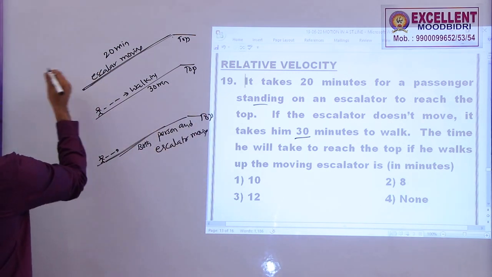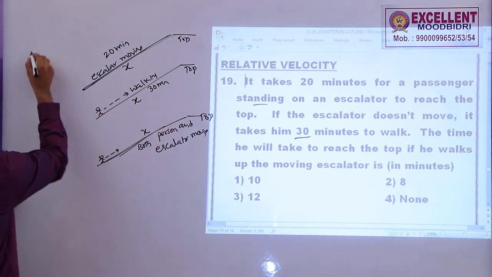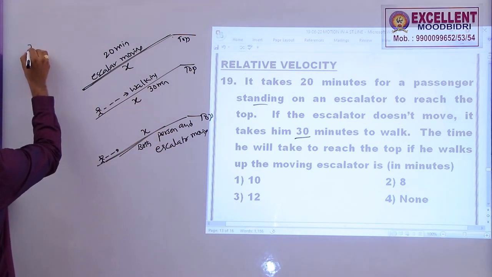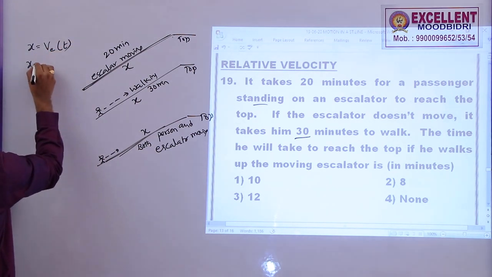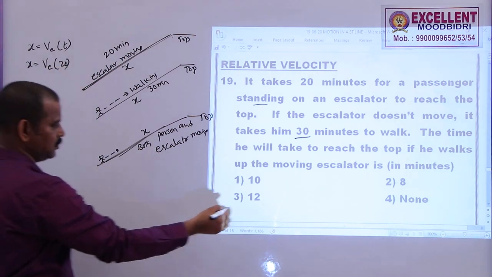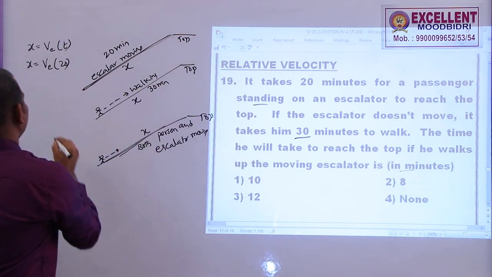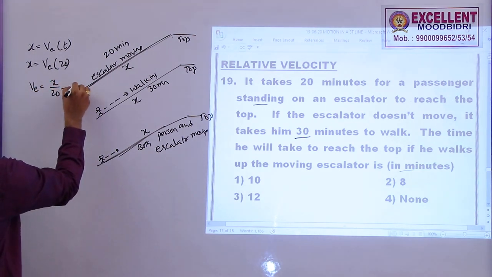So, in the first case, let the total distance be x. Here this is x, this is also x. So, x is given by velocity of the escalator into time. That is, x is equal to velocity of escalator into 20 minutes. Let me take it in 20 minutes because I want the answer in minutes only. So, the velocity of the escalator is x by 20.